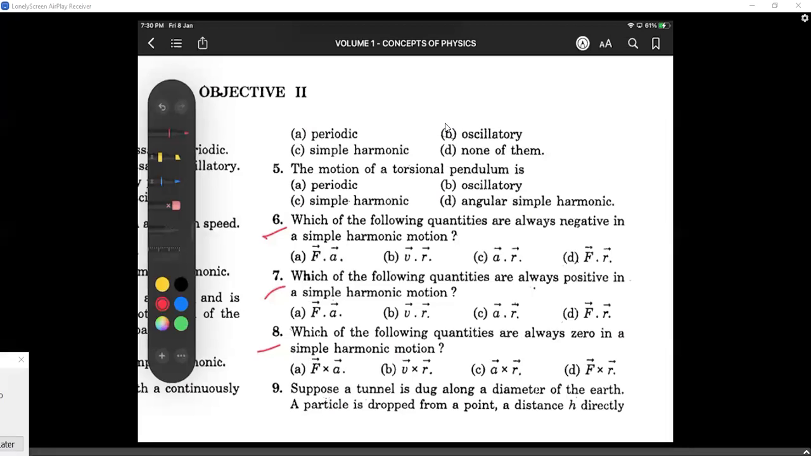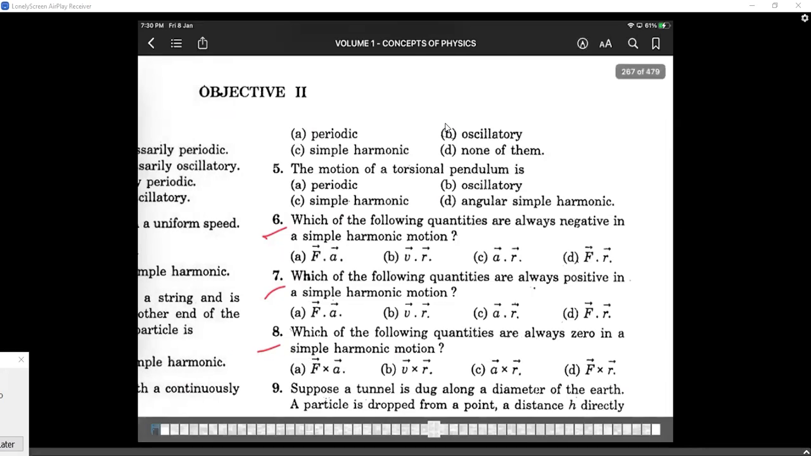Look at question number 7. It is again the same thing: which is positive, which is negative. So look at the points when both are in the same direction, the dot product is positive. When they're in the opposite direction, the dot product is negative. Okay. Yes, sir. Look at the 8th again. He's talking about the cross product now. The cross product is always zero in my opinion, because the angle is either 0 degrees or 180 degrees, right? So it's always zero. Yes, sir. For all the cases, it's always zero, right?